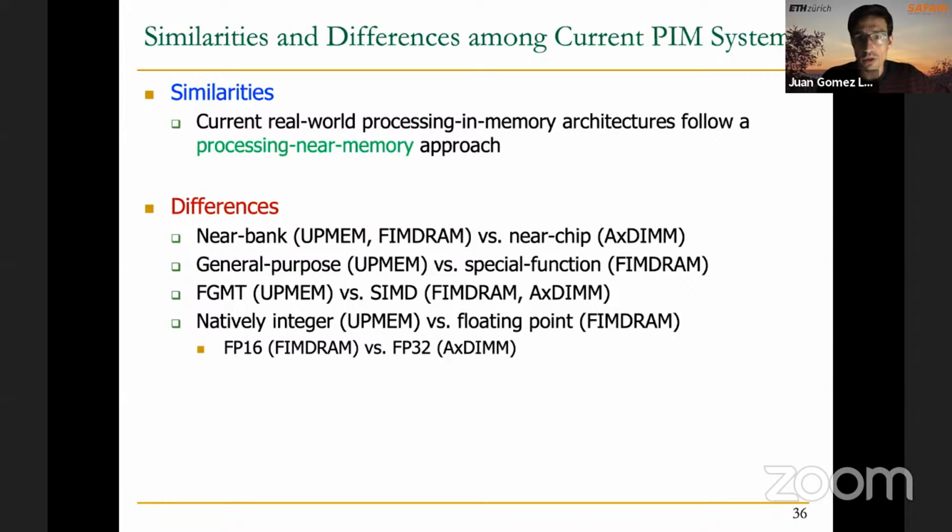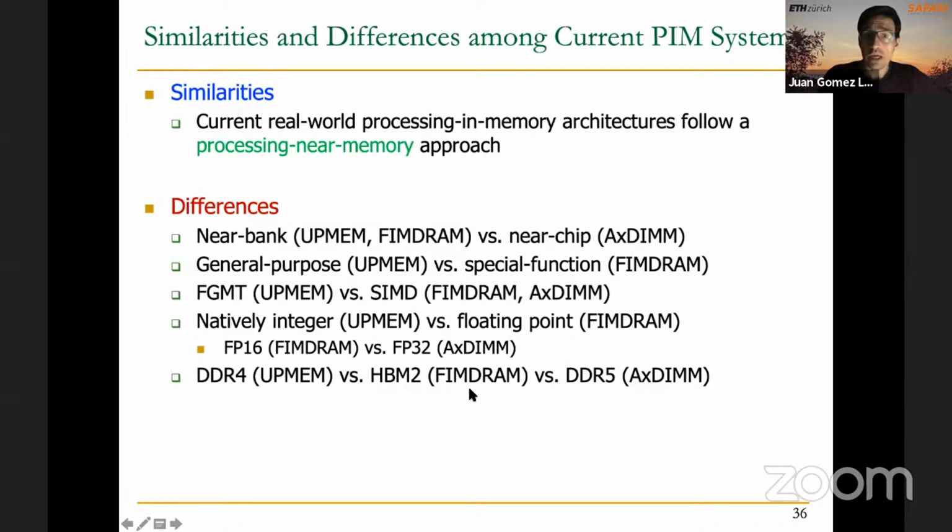However, floating point is the native data type in FinDRAM and also in the implementation of AXTeam that we discussed today. The difference between them is that FinDRAM is using floating point 16, while AXTeam in this implementation is using floating point 32.